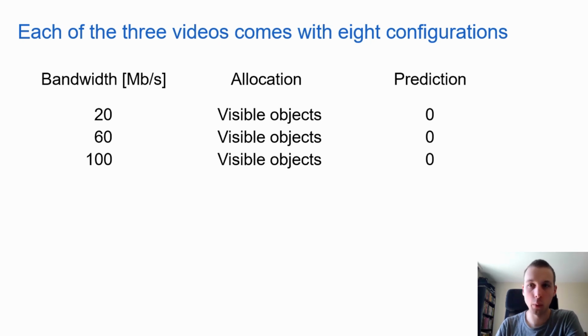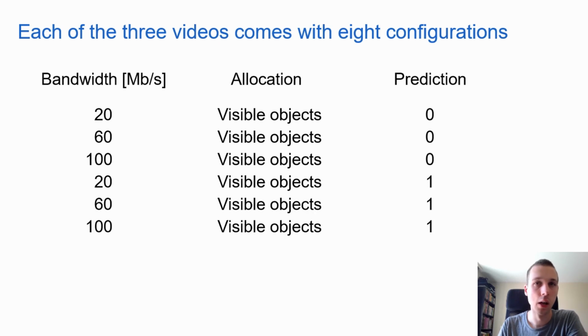In this work, we use 3 configurations for the bandwidth, so 20, 60, and 100 megabits per second. And for the allocation, first focus only on visible objects without prediction. So use the most recent information on where the user is looking at this point. Then also with prediction. So assuming that we know perfectly well where the user is going to look at in the near future, and use the rate adaptation algorithms to select the appropriate quality based on that.